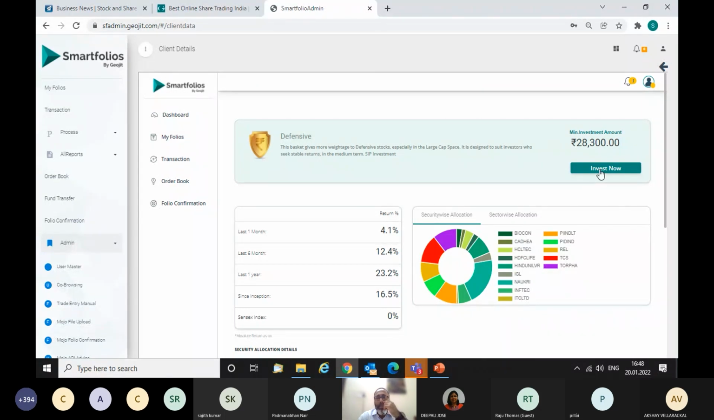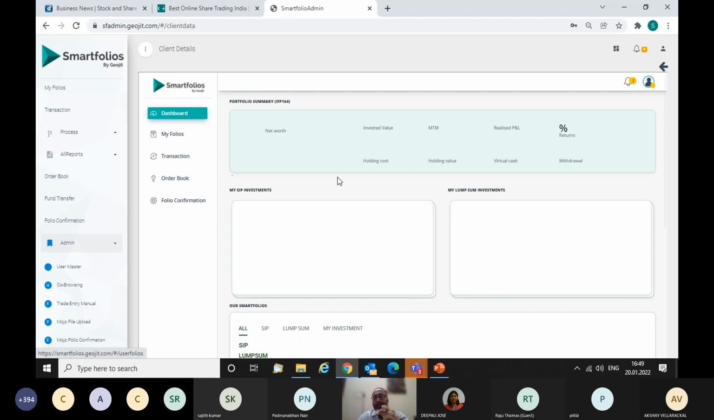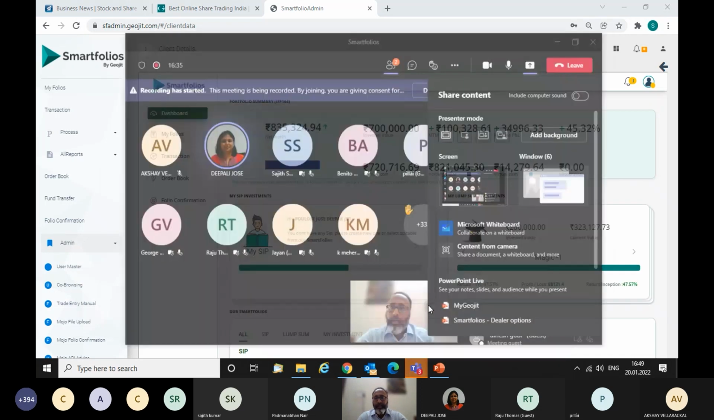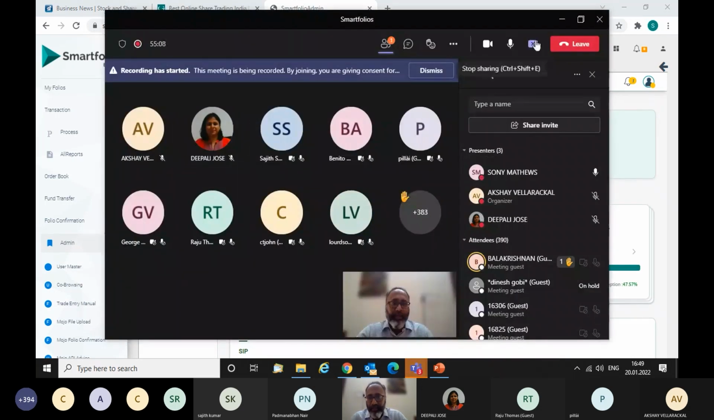Click on invest now. Ensure that the funds are there in your trading account. That is all. You don't need to transfer it into any particular fund account or anything. Just ensure that the buying power is there in your trading account and the execution will happen automatically. Right, so with that, I will end my presentation.